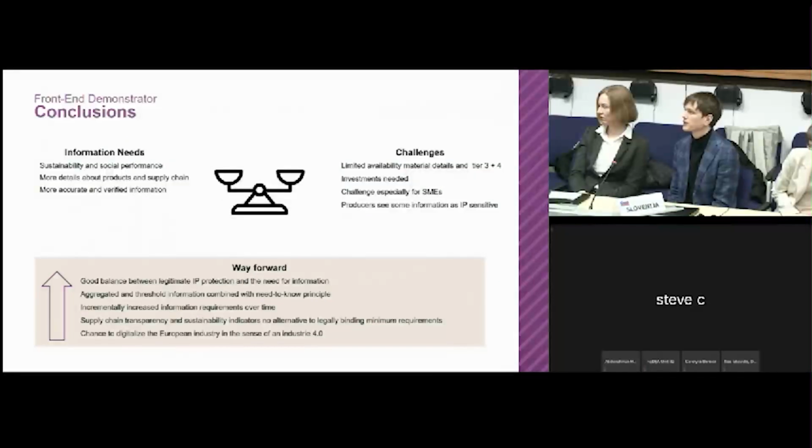Then we also saw that some consumers do not care at all about transparency. So this is definitely complementary to minimum legal binding requirements. It needs both. And overall, it was seen as a very good chance to digitalize the European industry in the sense of Industry 4.0. If you want to go deeper into this, a report will be published in the next months.